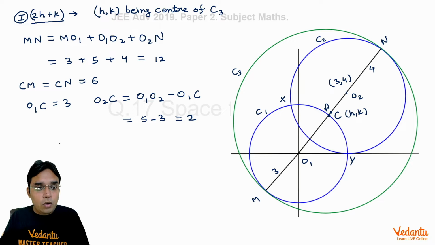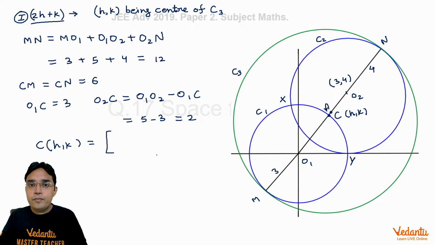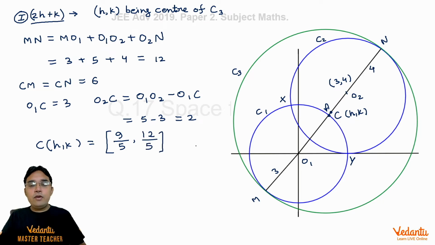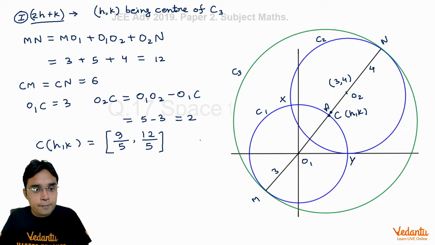Okay, so this coordinate of C, that is (h, k), can be found directly by use of the section formula. 3 from this O1 and 2 from O2. So (3 into 3, 9 plus 0) upon 5, comma (3 into 4 plus 0, so 12) upon 3 plus 2, that is 5. So that will be the coordinates of (h, k).